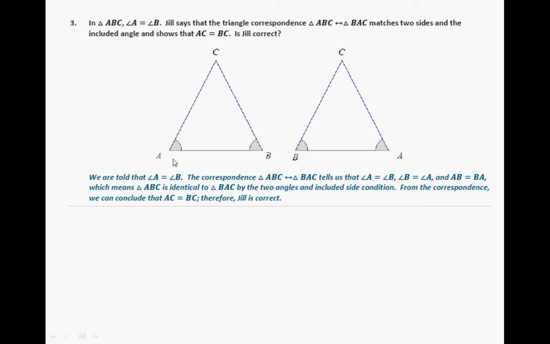Is Jill correct? Well, if A is equal to B over here, then the correspondence tells us that A is equal to B over here. So A on the left triangle is equal to B on the right, and B on the left triangle is equal to A on the right. And also AB, the line segment on the bottom of the left triangle, is equal to BA, the line segment on the right triangle. So therefore we have two angles and the included side, the side in between those angles. So from the correspondence we can also conclude that AC, over here on this side, is the same as BC, which would be on this triangle. So therefore Jill is correct. Since we have identical triangles, now we can say that any other corresponding line segments or angles are the same.